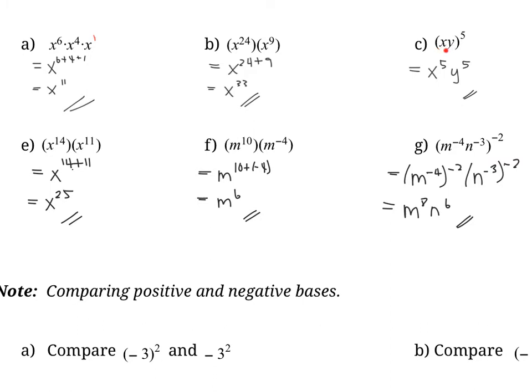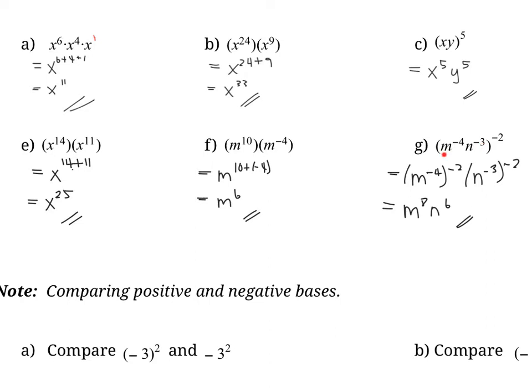Just like the rule we have above, this product rule, where we have two numbers or two variables being multiplied together, all raised to the same exponent. So this ended up being x to the power of 5, and this ended up being y to the power of 5 multiplied together. Here our terms are m to the power of negative 4, and our second term is n to the power of negative 3.